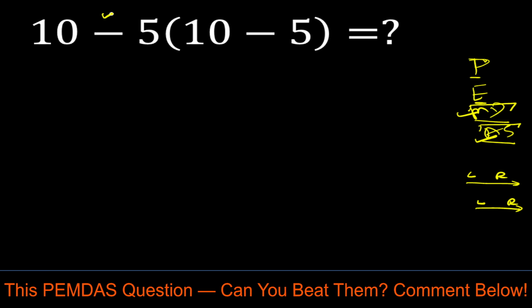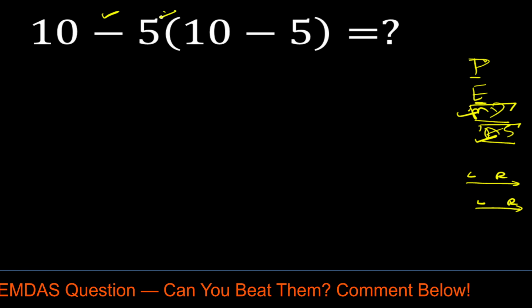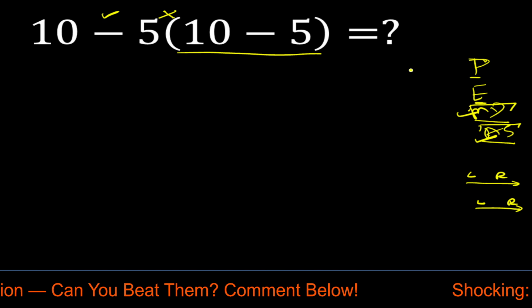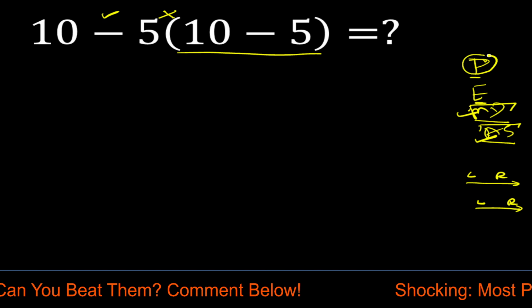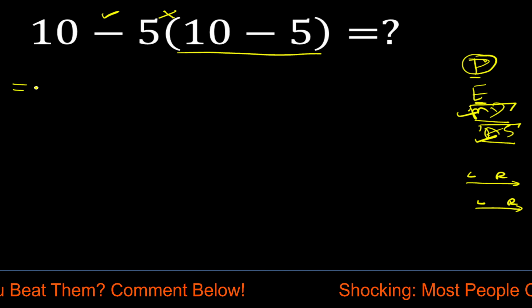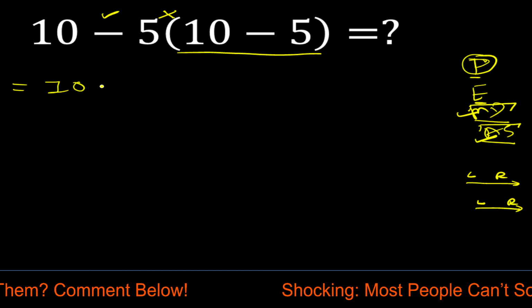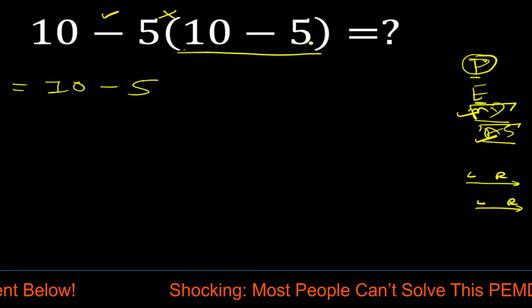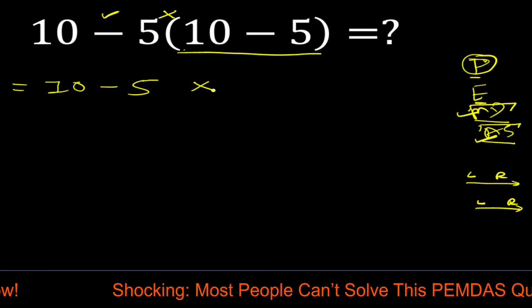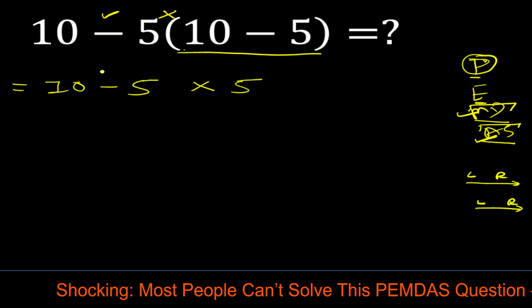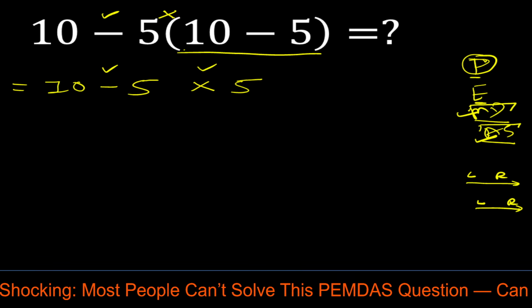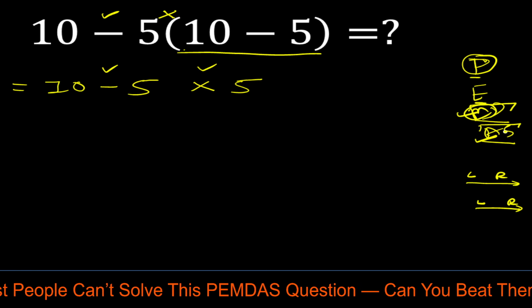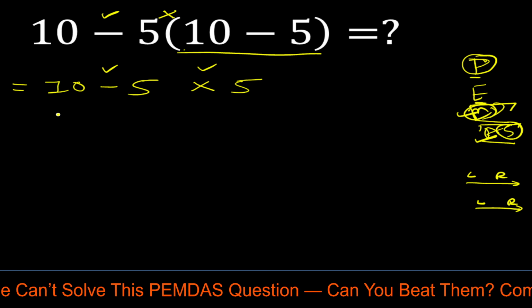So in this question, here we have one subtraction, here multiplication, and here we have one parenthesis, right? So according to the PEMDAS rule, first we have to solve the parenthesis. So now 10 minus 5. Now solve this parenthesis. 10 minus 5 is equal to 5. So times 5. Now here we have one subtraction and here multiplication. So first we have to solve multiplication, then we have to solve subtraction, right?